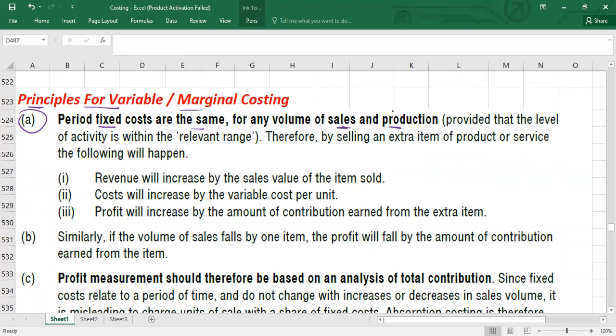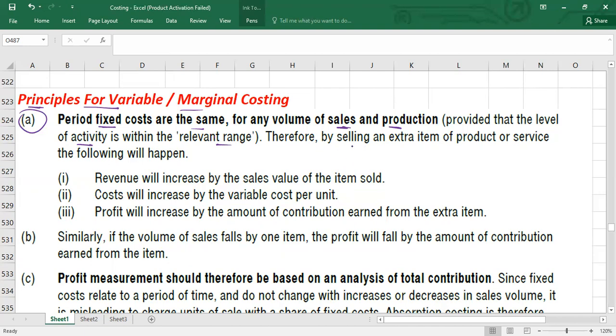Even if your sale or production goes up or goes down, these costs will never change, provided that the level of activity is within the relevant range. This is the assumption. What is the relevant range we discussed last time? Okay, but just remember fixed cost in the short run is not going to change.